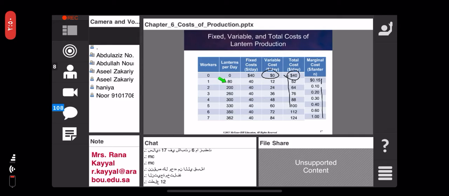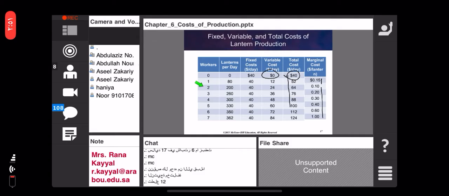If it was the marginal cost per worker, we would put the 12 over 1, and it would come out as 1. Did you get my point? Look at what's written here. Marginal cost per what? Is it per day? Is it per number of workers?